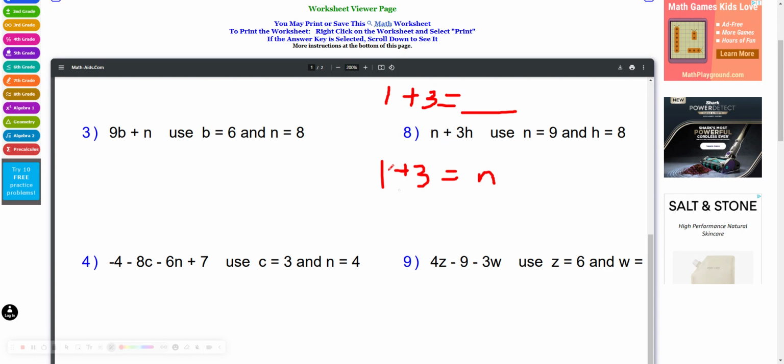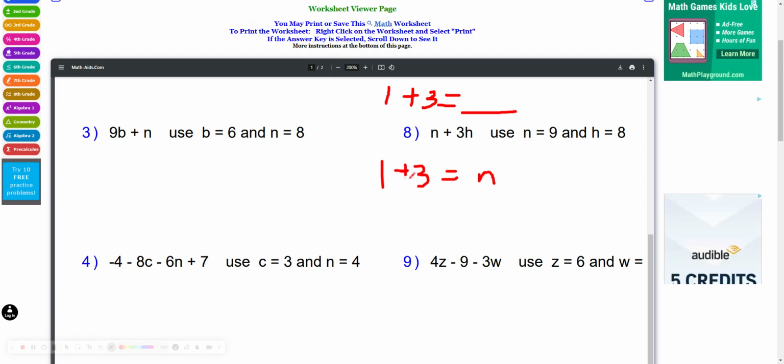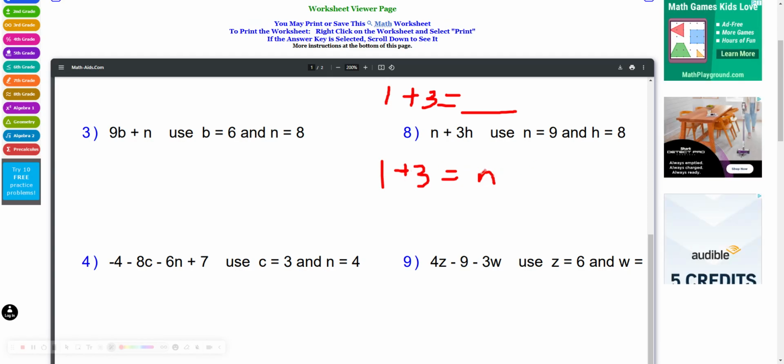I don't know what the answer is when I simplify 1 and 3. I'm not sure what the answer is, and that's why I have a variable there showing that there is some kind of a value, but we don't know what it is yet. And of course, when we simplify 1 plus 3, n would be equal to 4. And the question itself, when you're doing algebra, would say, solve for n.